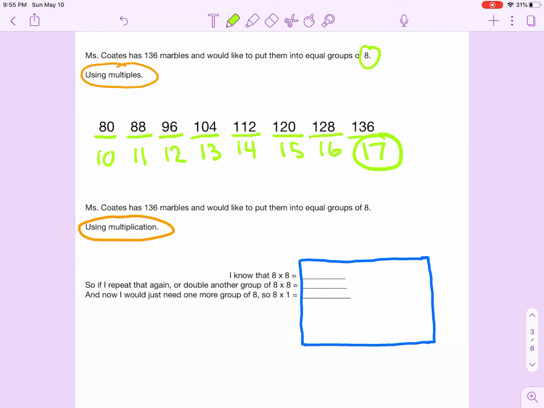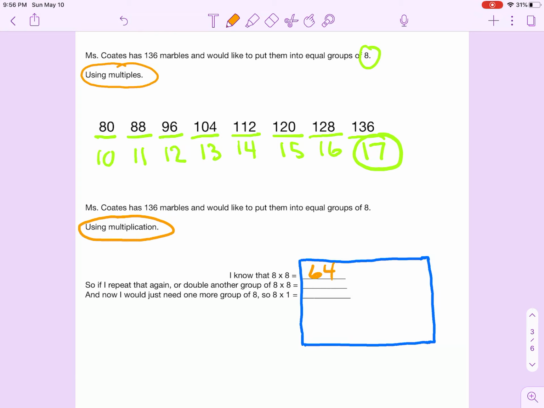So again, if you like this strategy, using multiples, you can try that as well. And this one is very similar to the next strategy, which is just using multiplication. So it's kind of building on knowing what you already do about your multiplication facts. So you already know that 8 times 8 is 64. Again, remember, we're putting things into groups of 8, so that's why 8 is such an important number here.